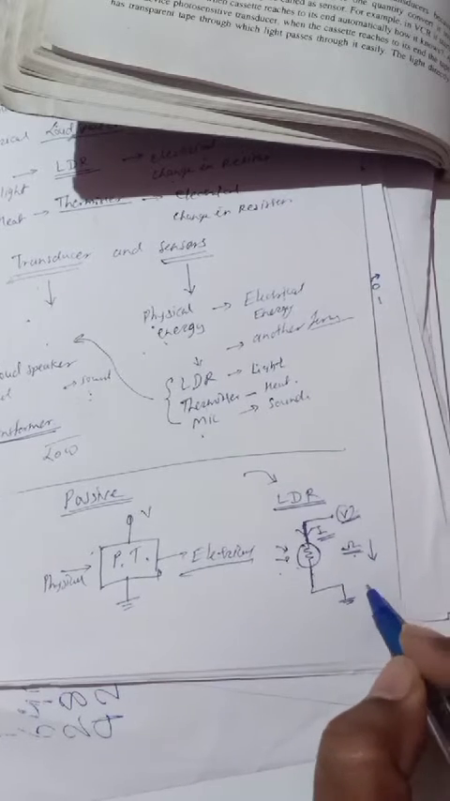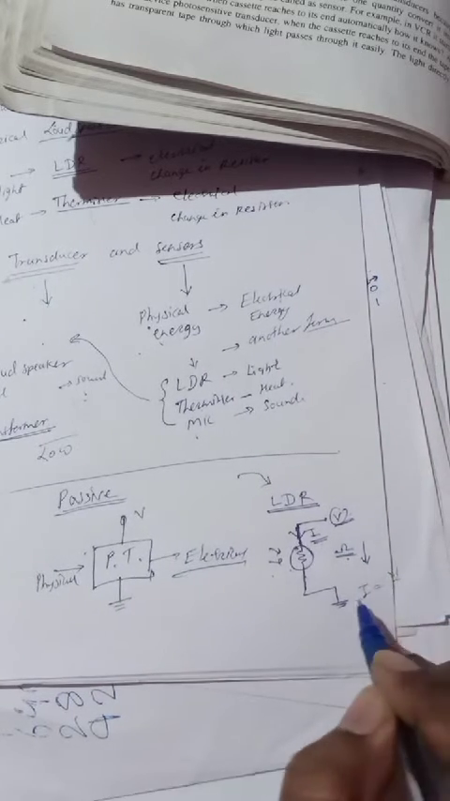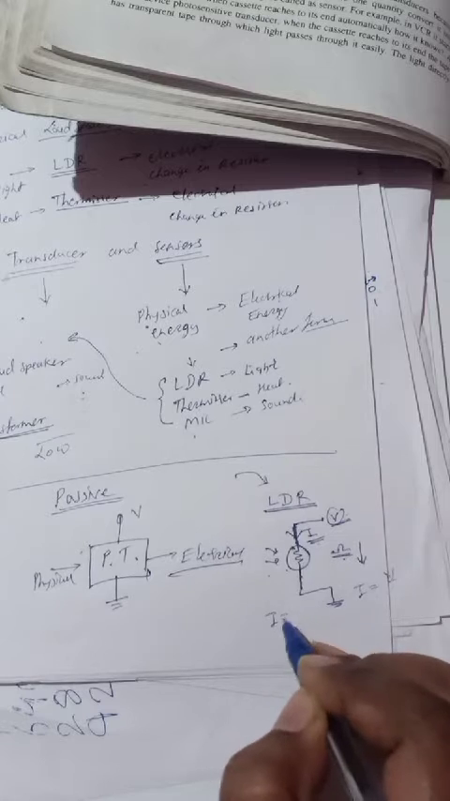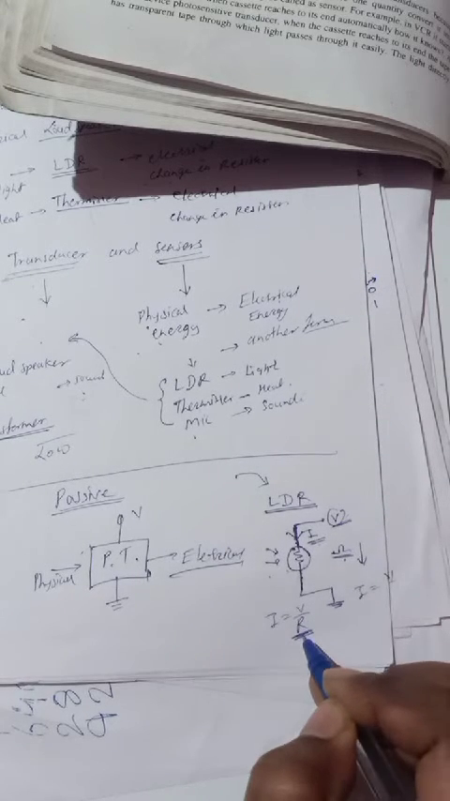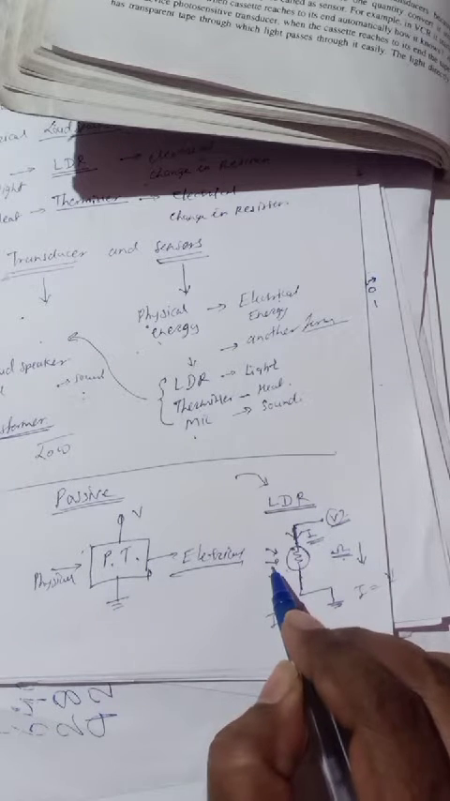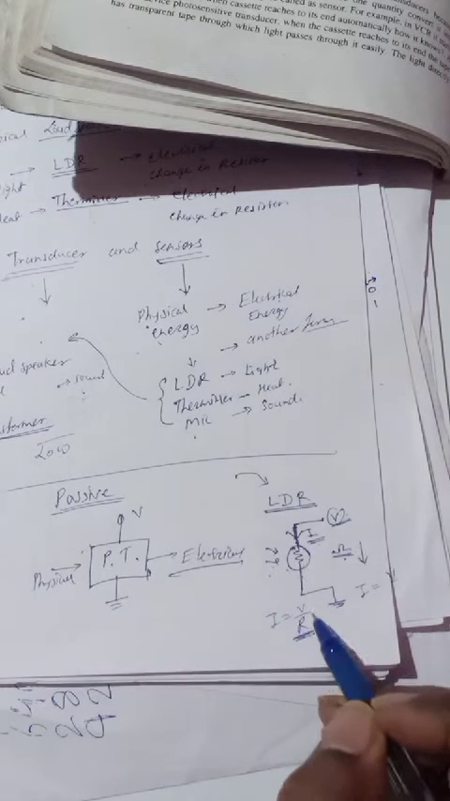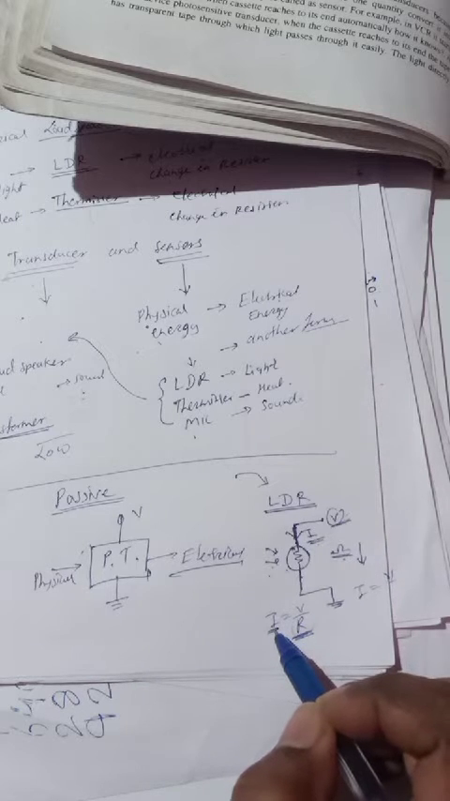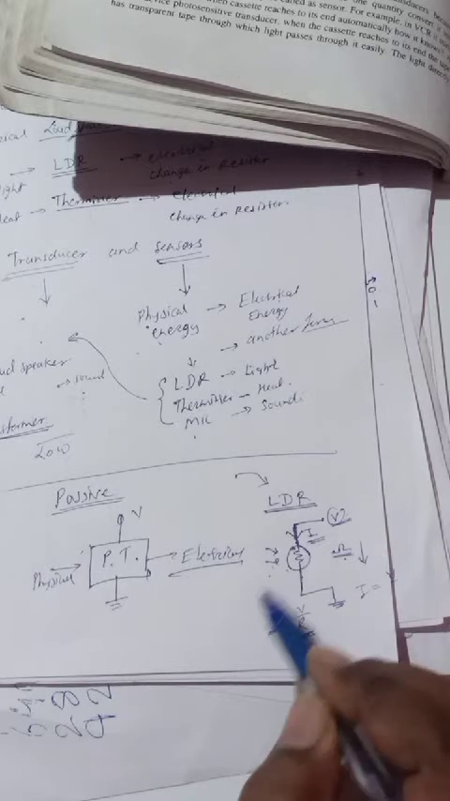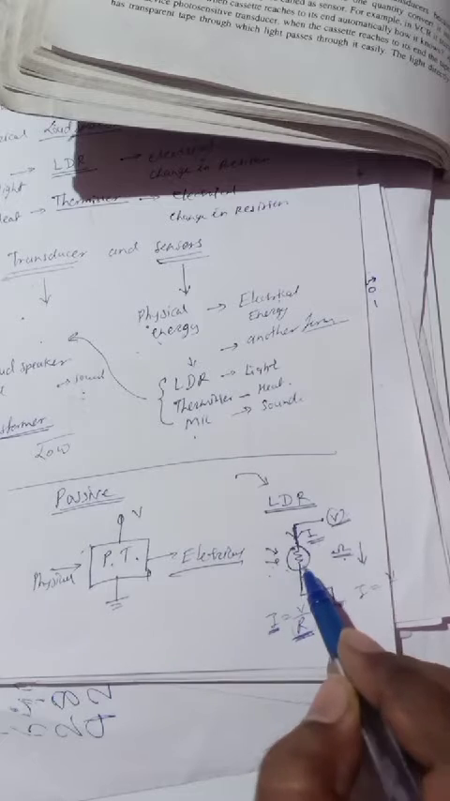We know that I is equal to V by R. This R changes, and that depends on the light intensity. So a change in resistance shows up as a change in current. Like this we can recognize that the resistance has changed.